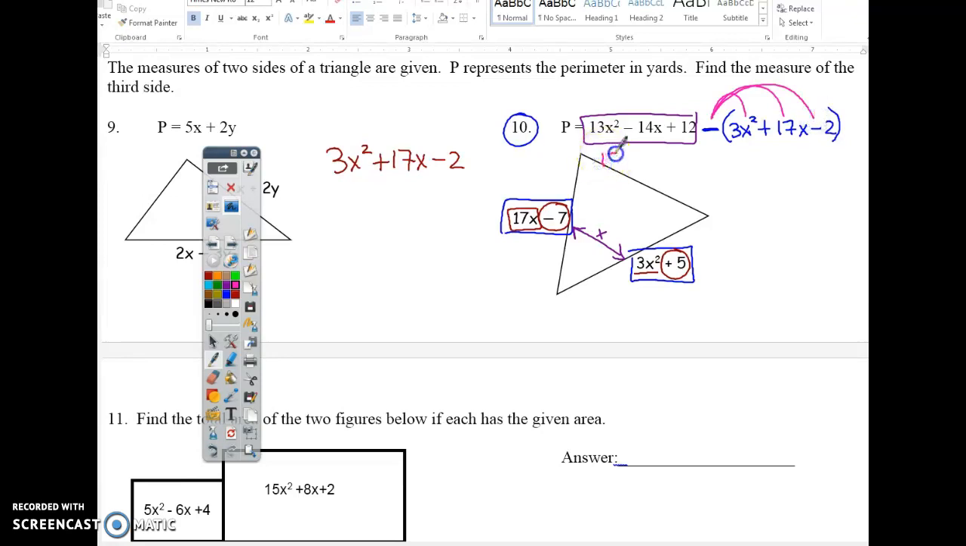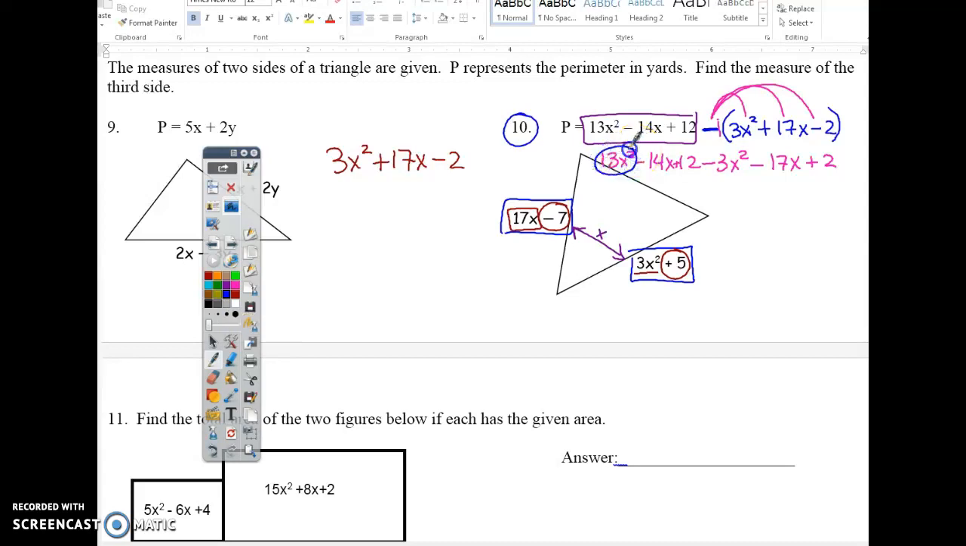So I still have 13x squared minus 14x plus 12. Okay, I still have that. I just brought it down. And then I'm going to distribute everything. So -1 times 3x squared is a -3x squared. -1 times 3 is -3. -1 times 17 is a -17x. And then -1 times -2 is a +2. And then all we have to do is combine like terms, and that's going to give us your answer.